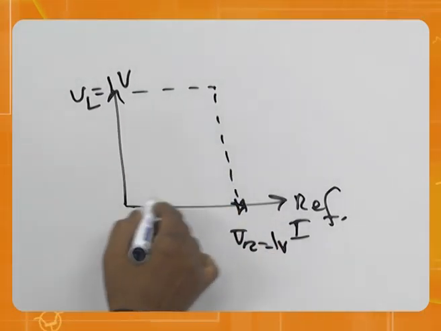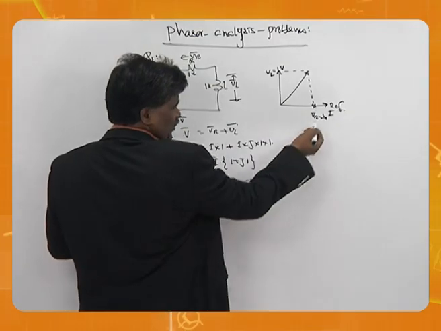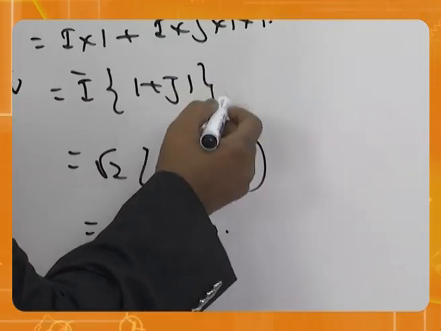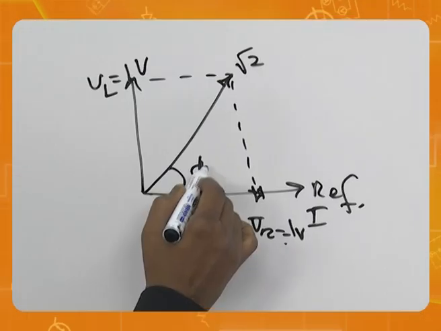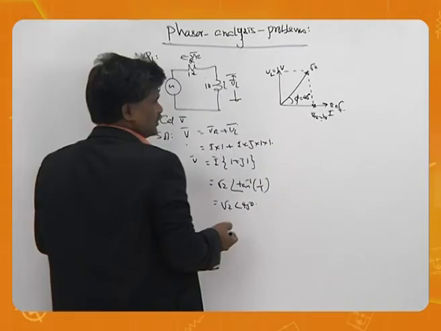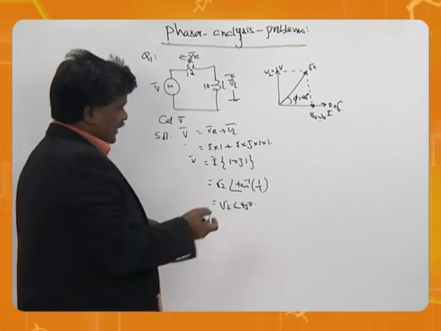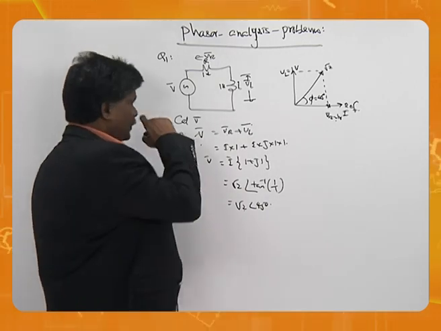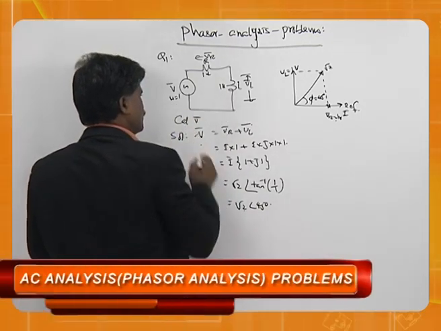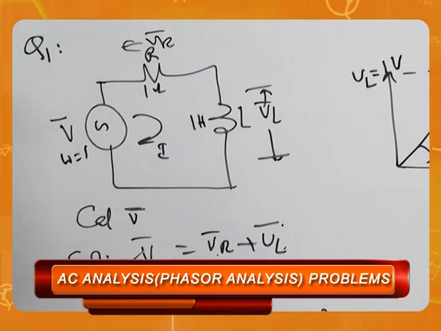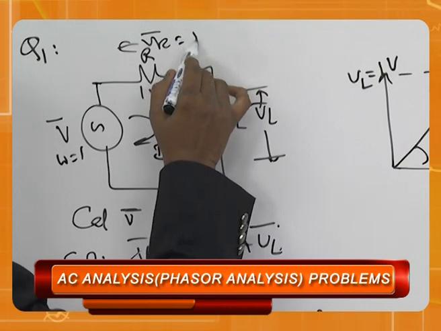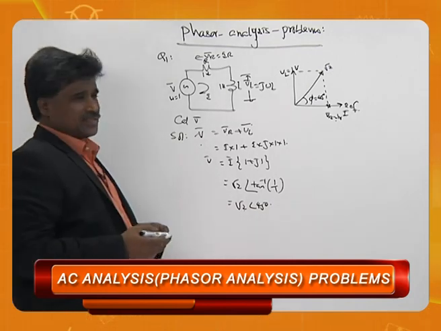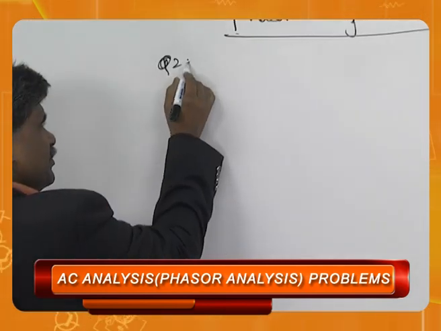Combine these two. If you take 1 and 1, you will automatically get root 2, because this is the magnitude. Angle you will get 45. So that is the meaning here. So adding the two quantities in a phasor way, that is the meaning of this problem. Remember, he said omega is equal to 1. This is I. So VR is equal to RI. This is j omega L. That's the simple answer.